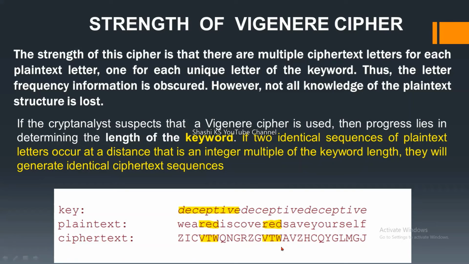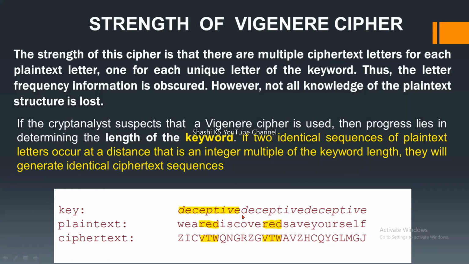They generate identical ciphertext sequences because the length of the key is 9 here. So two instances of the sequence RED are separated by 9 character positions. In both cases, R is encrypted using the key letter E, E is encrypted using P, and D is encrypted using the key letter T. That's why they produce the same ciphertext sequence VTW. So the cryptanalyst will predict that the key is either 3 letters in length or 9 letters in length.